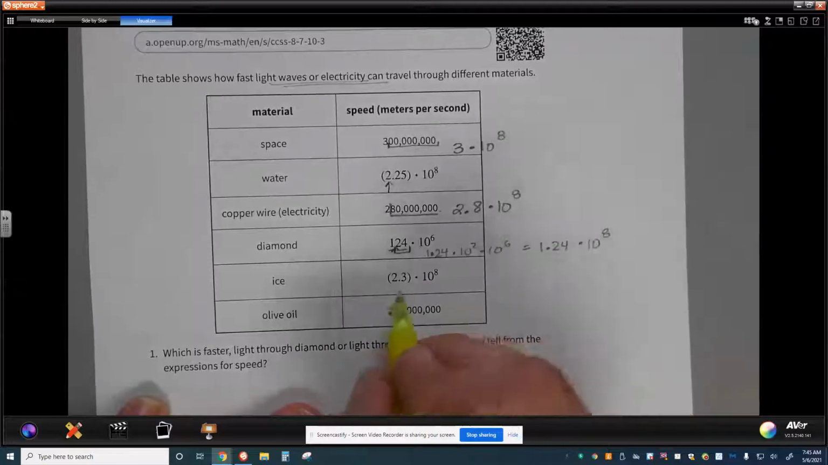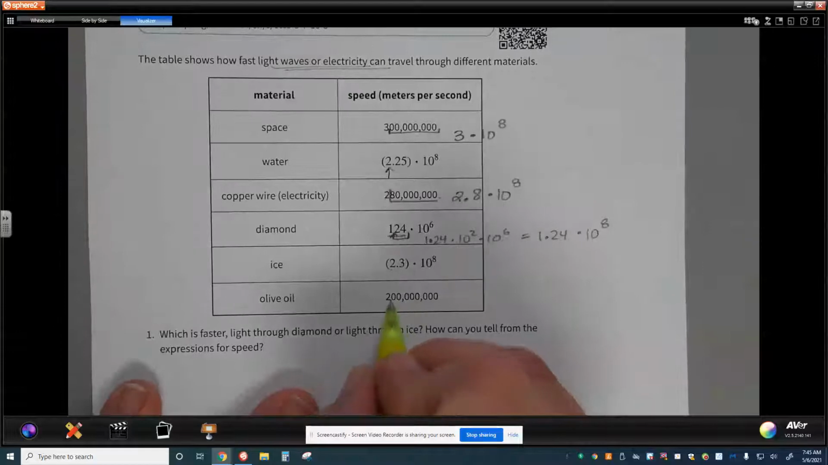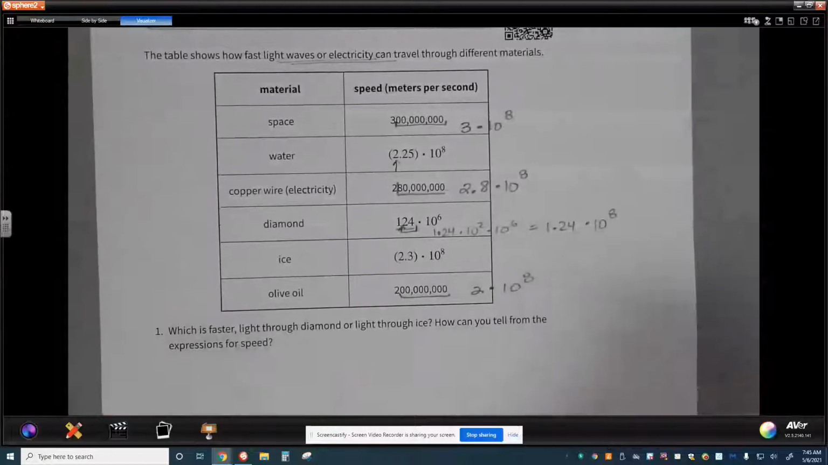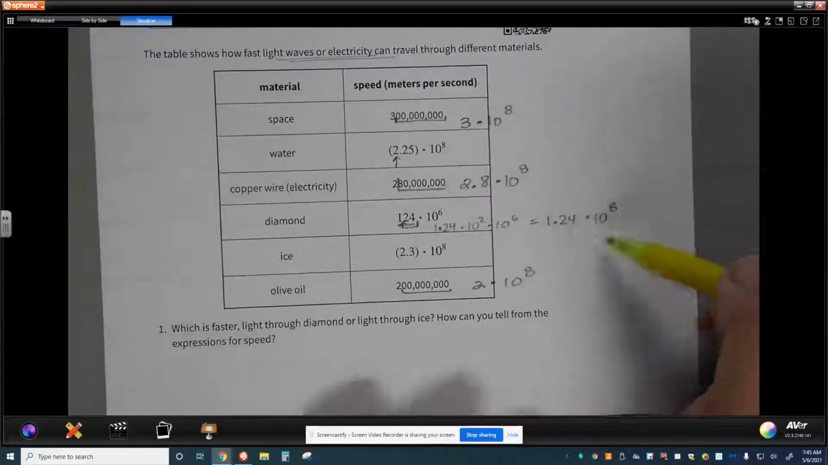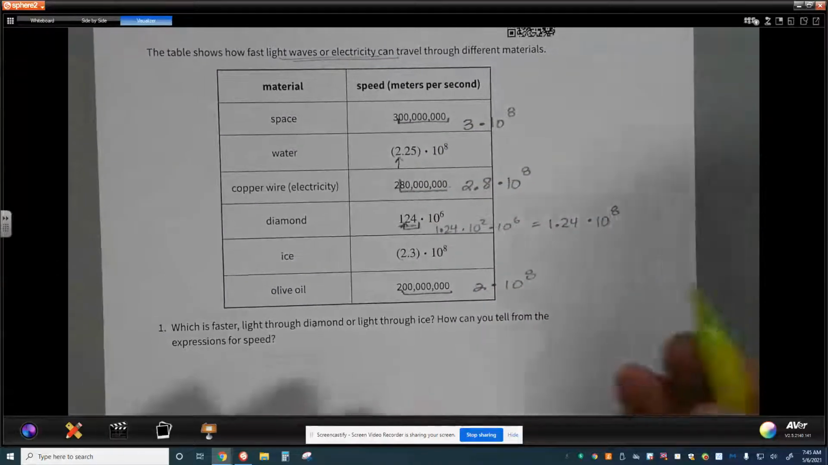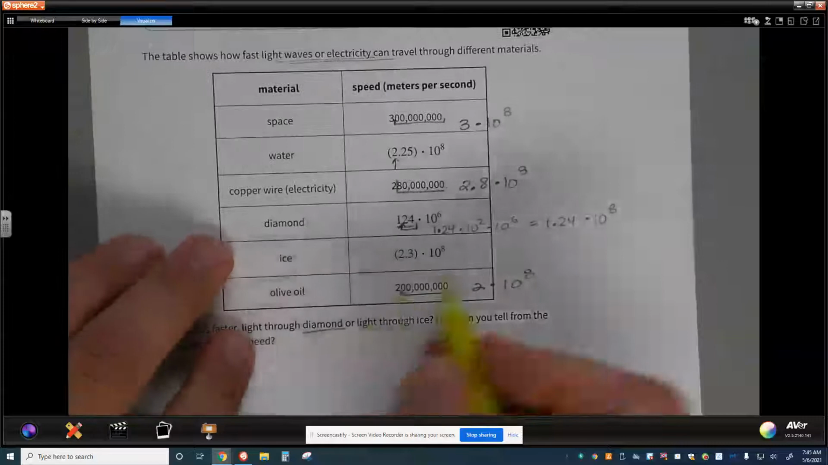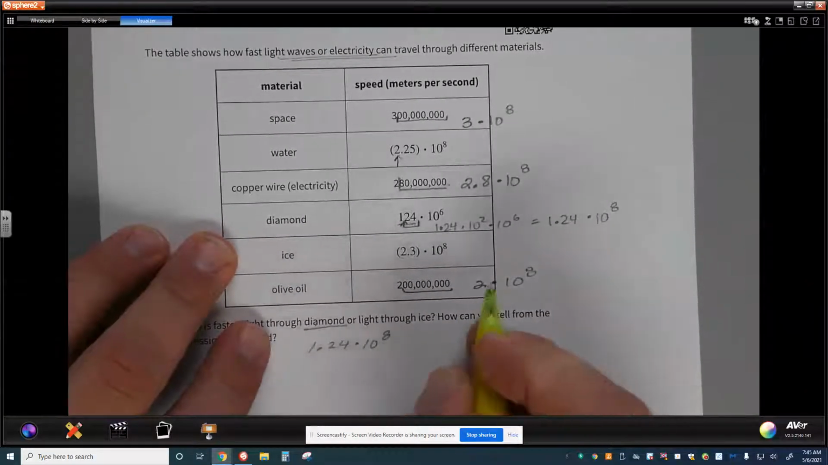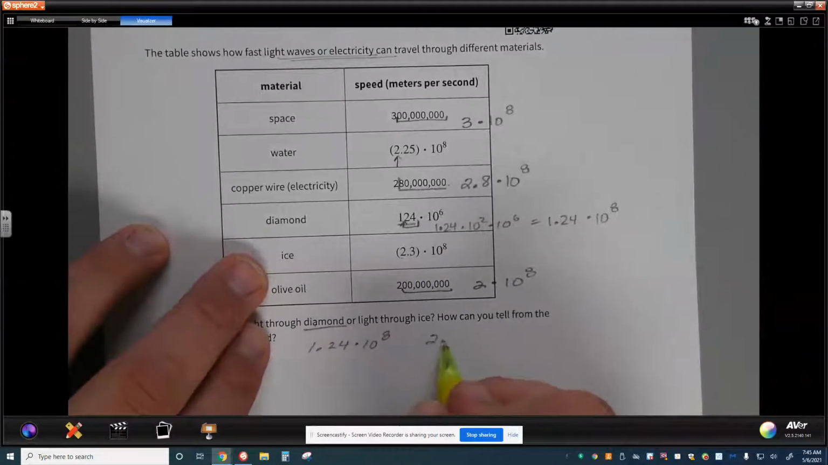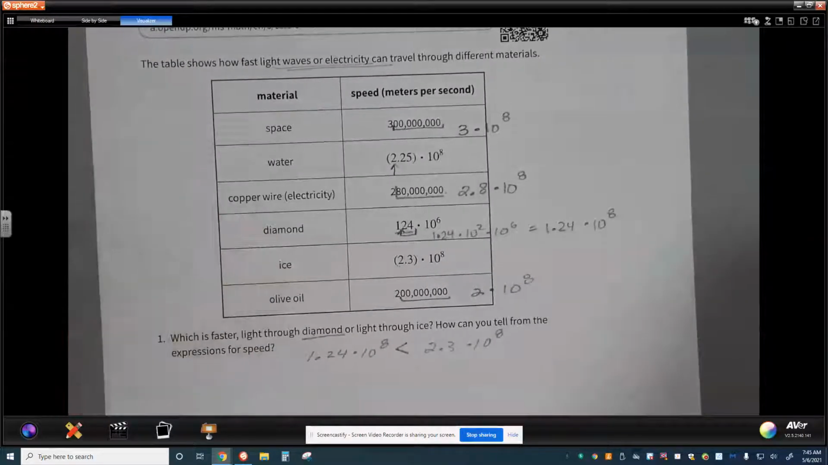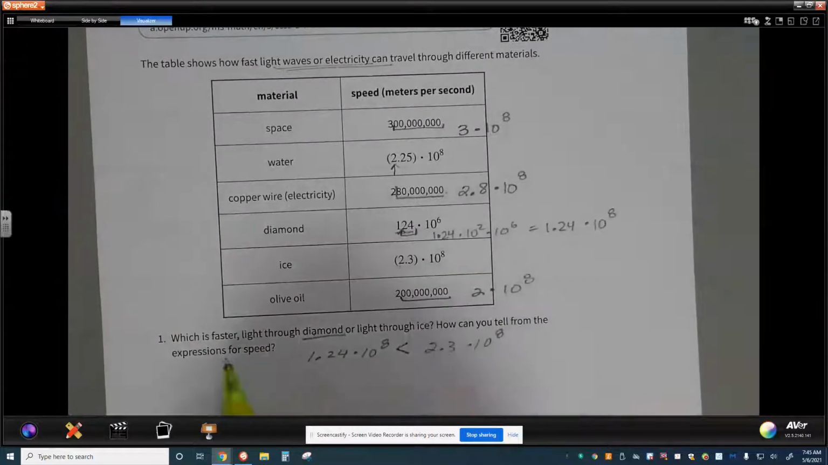Ice is written in scientific notation already. I can tell because of the finite decimal. And then olive oil will be our last one, 2 times 10 to the 8th power. Now that I see all these in the same power of 10, I can just simply compare finite decimals and see which one is faster. Diamond, we see is 1 2400ths times 10 to the 8th power. And ice is 2 3/10 times 10 to the 8th power. We see that ice is greater than the value of diamonds.